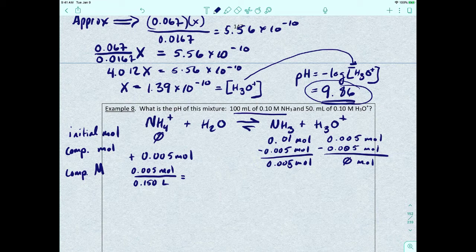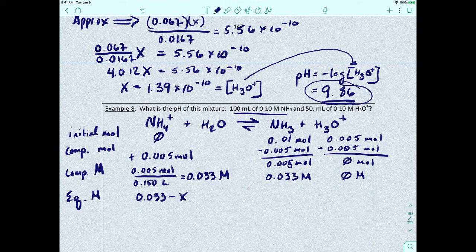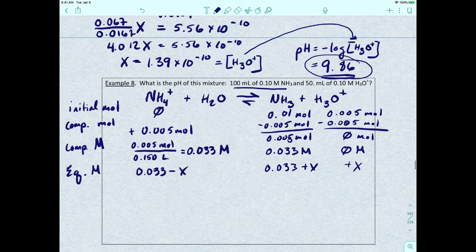So that gives us 0.033 molar. And we're going to have the same number for NH3, so that's going to be 0.033 molar as well. And then for H3O plus, because it's 0 moles, it's going to be 0 molarity. So at equilibrium, we're going to have 0.033 minus X for NH4 plus, 0.033 plus X for NH3, and then plus X for the hydronium ion.